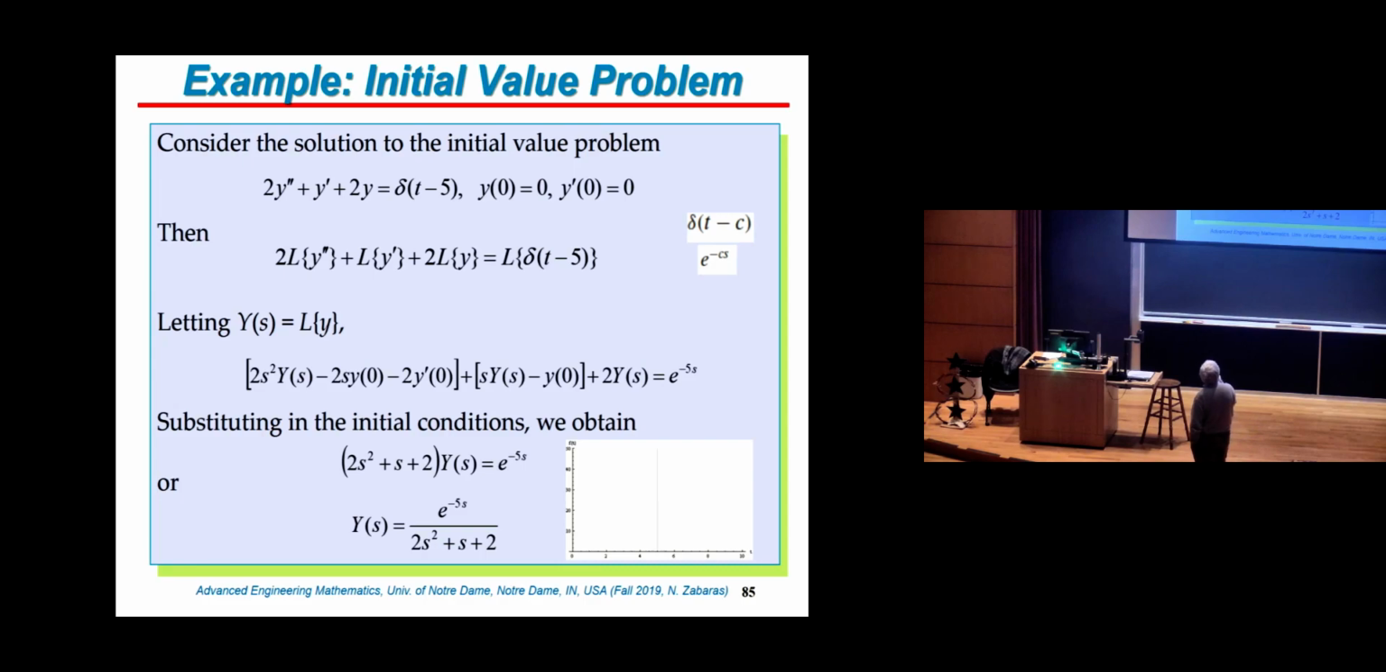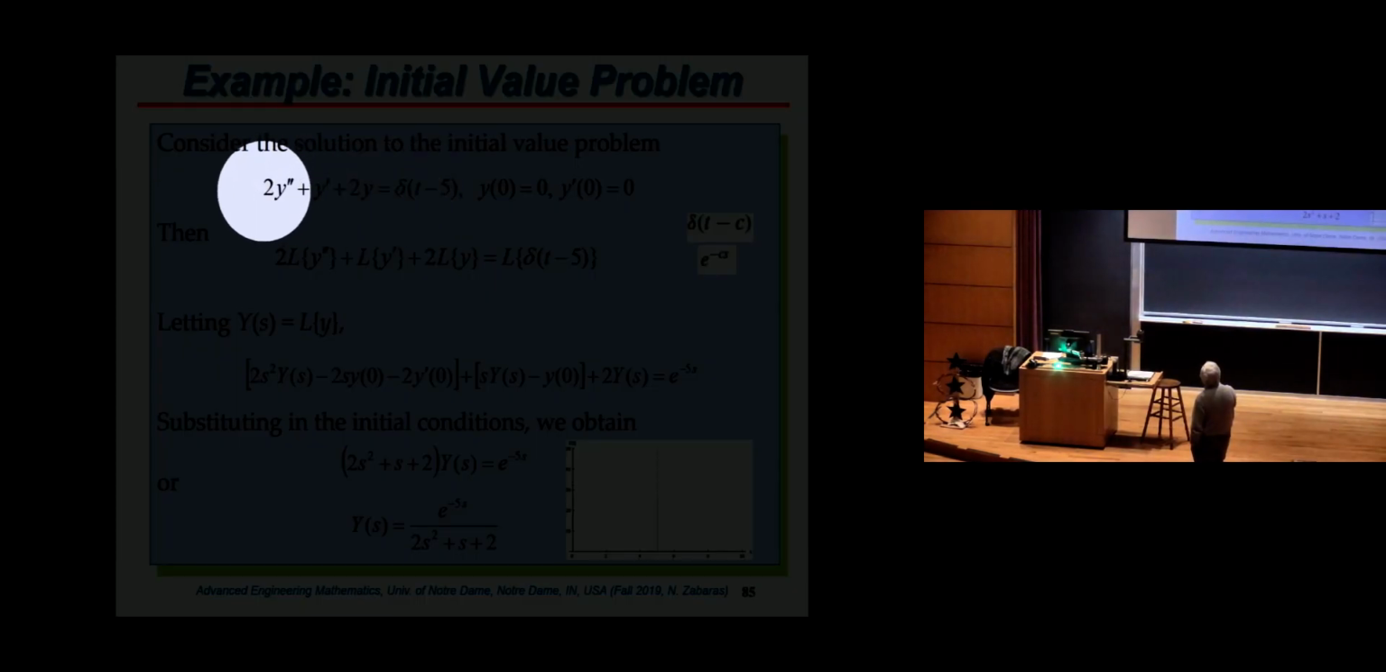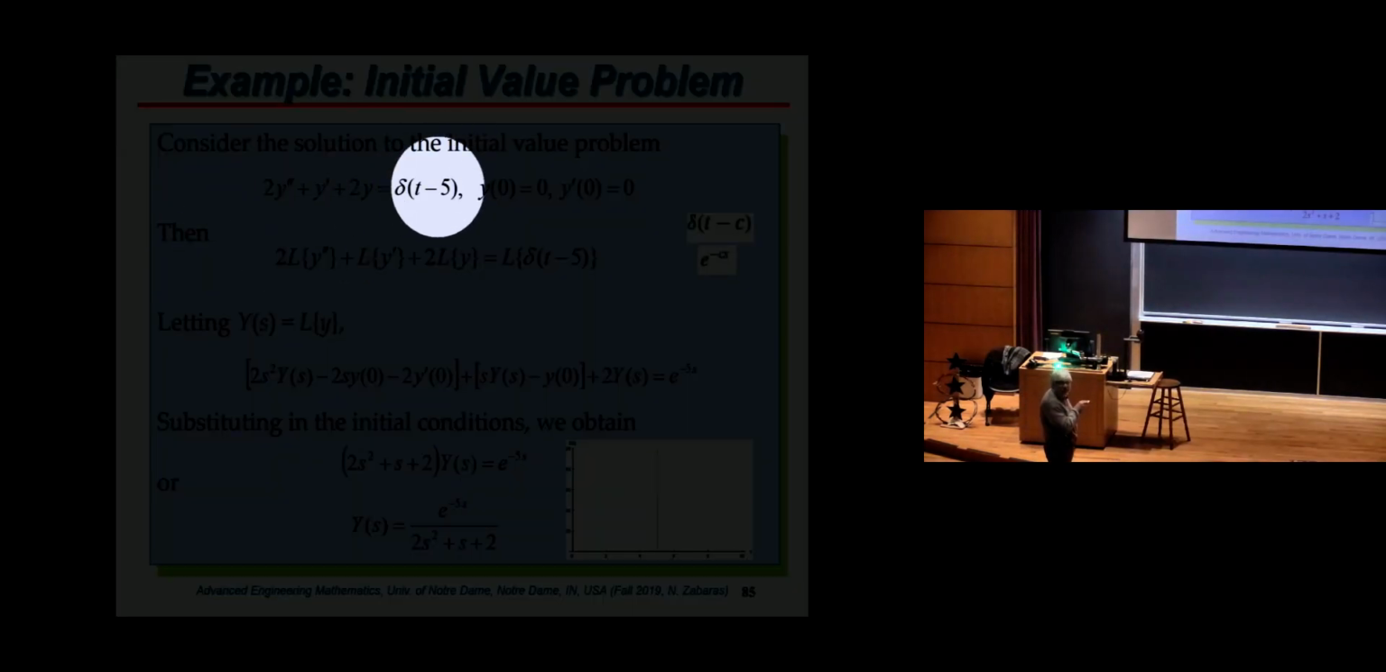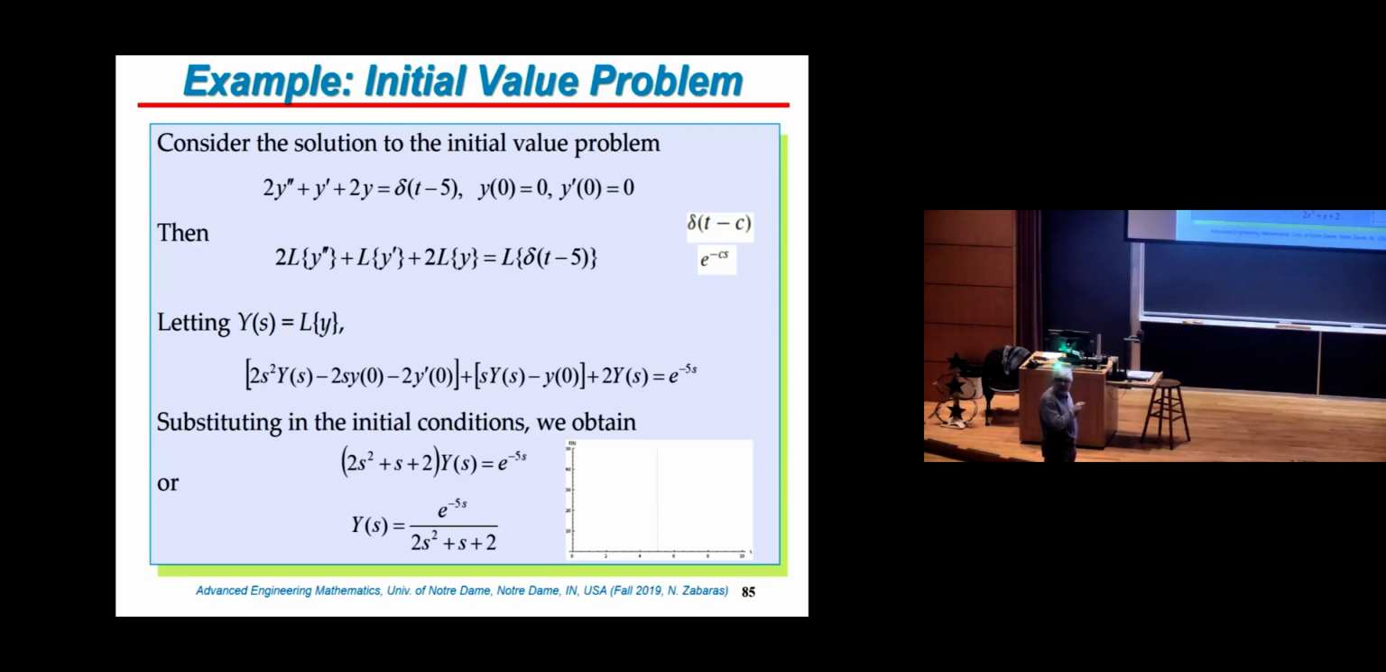If I integrate this equation, I'm going to get a y prime here. I'm going to get 1 there. So what happens to y prime at time 5? What's the integral of y double prime? Y prime. So 2 times that y prime has to match what? Has to match the one that you get from the forcing term. So what happens to y prime?